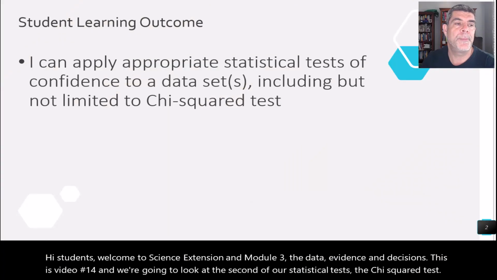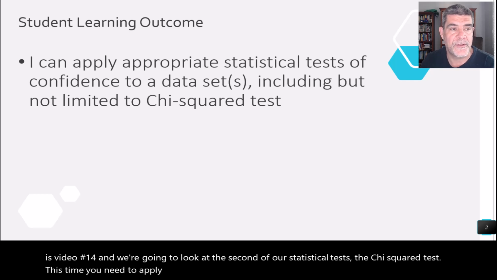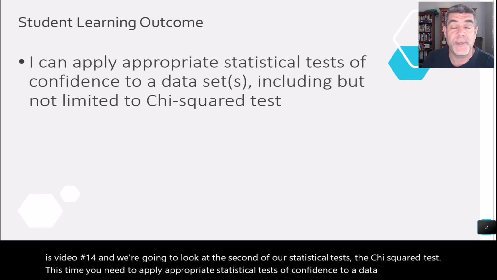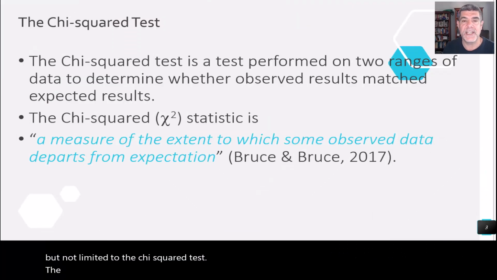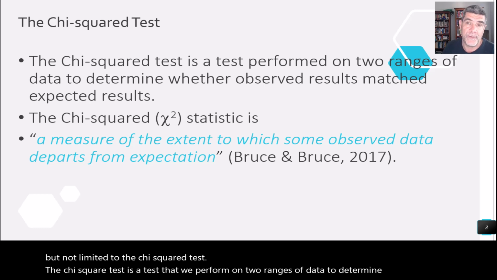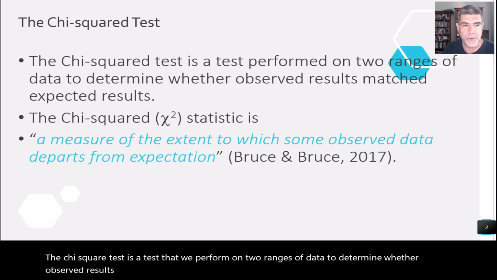This time you need to apply appropriate statistical tests of confidence to a data set including, but not limited to, the chi-squared test. The chi-squared test is a test that we perform on two ranges of data to determine whether observed results match expected results.